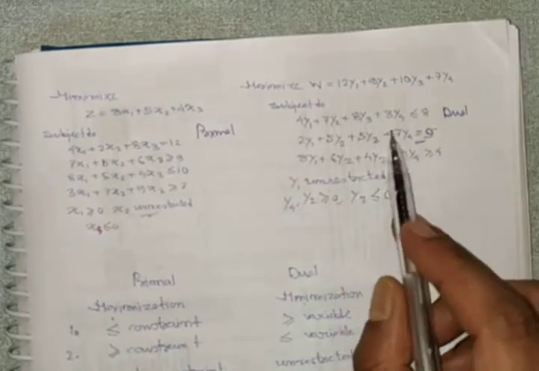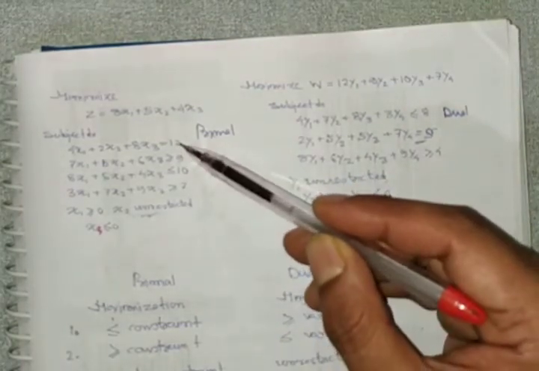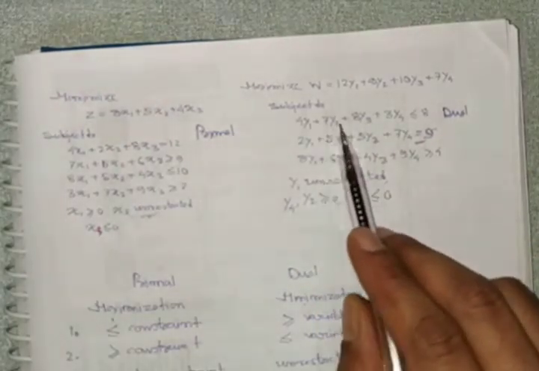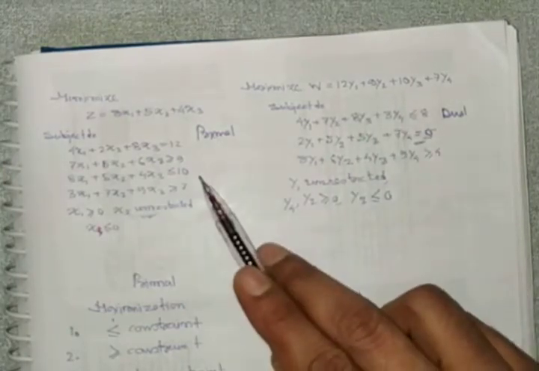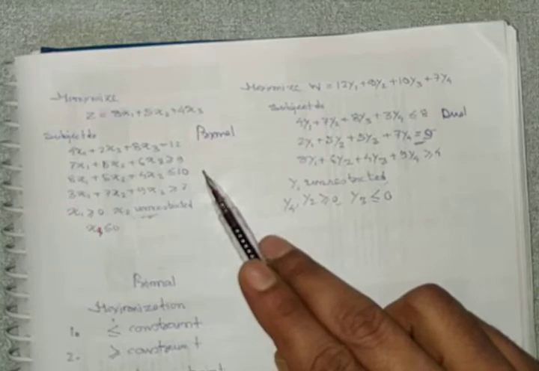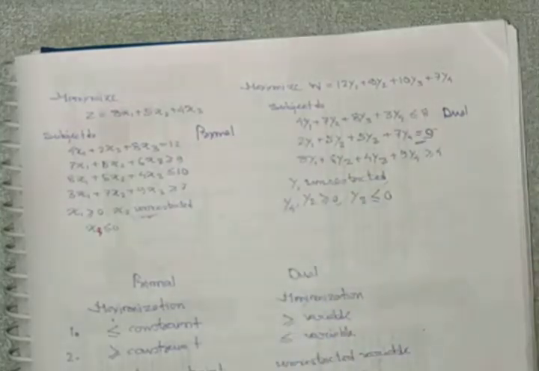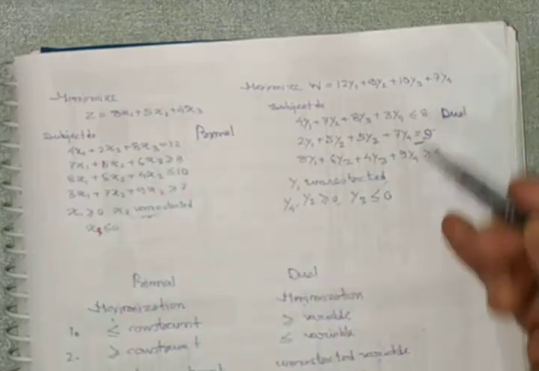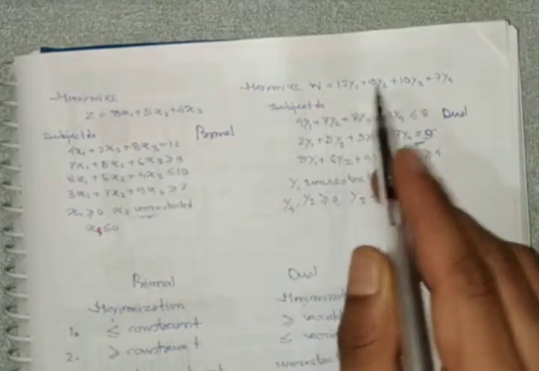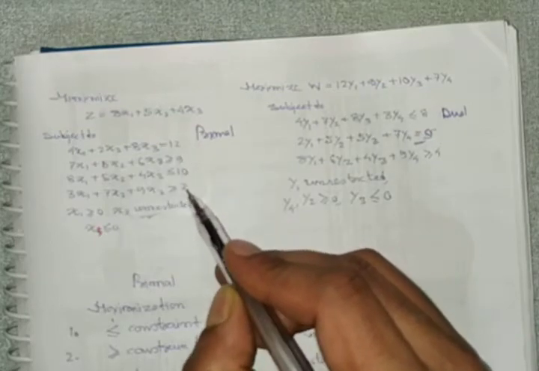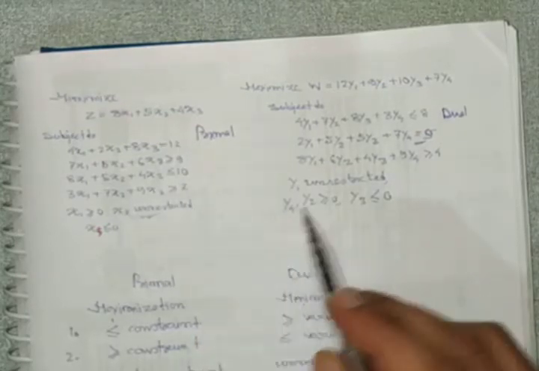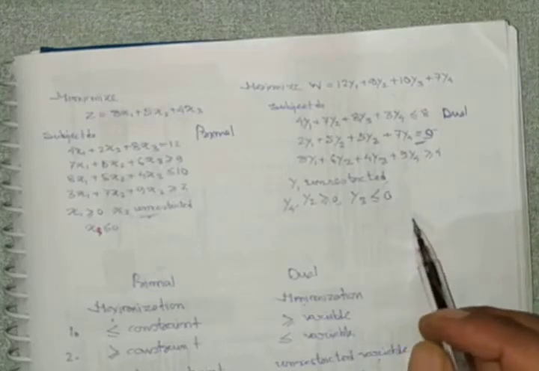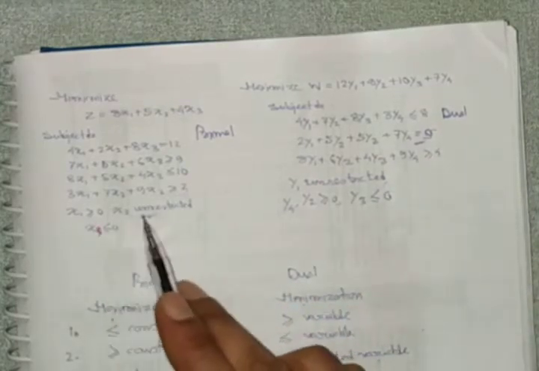Here, if you observe, the number of constraints is 1, 2, 3, 4, and the number of variables is 1, 2, 3, 4. So the number of constraints for the primal is the number of variables for the dual. Now if you compare the right hand side coefficients 12, 9, 10, 7 of the constraints, you will find them in the objective function as 12, 9, 10, 7. And it is actually more interesting.